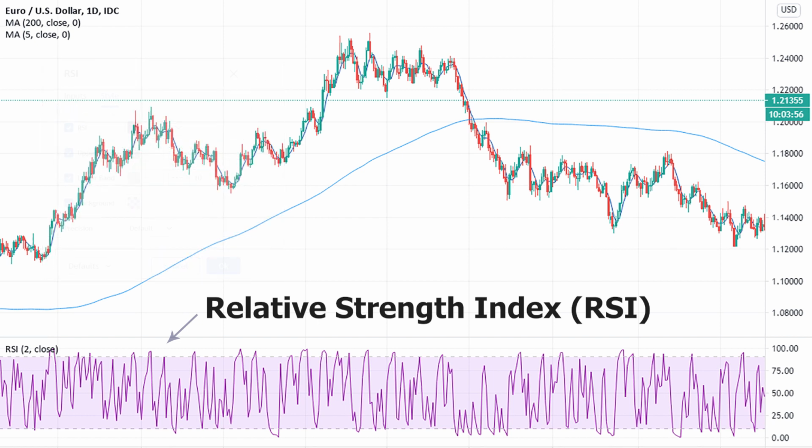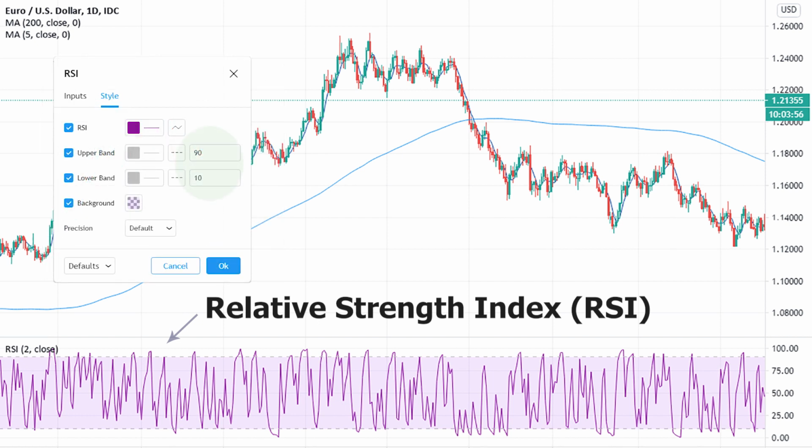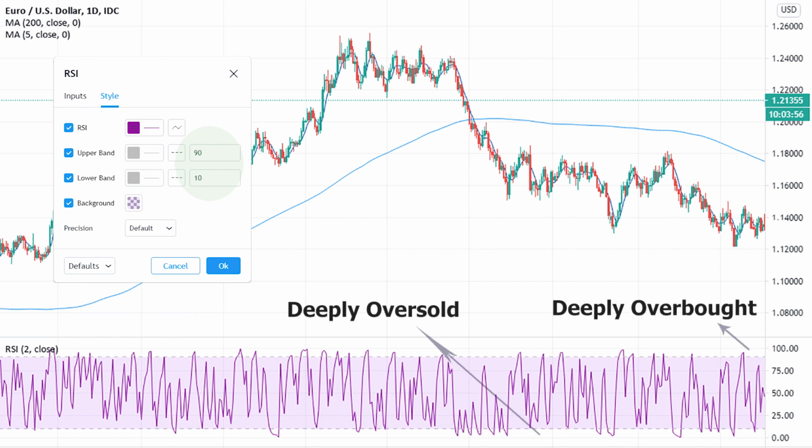And also we must adjust the RSI levels to 10 and 90. Actually, in this strategy, the RSI level between 0 and 10, which is considered deeply oversold, is for buying, and the RSI level between 90 and 100, which is considered deeply overbought, is for selling.